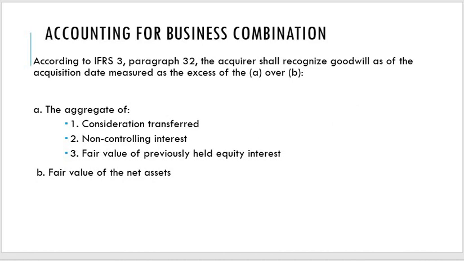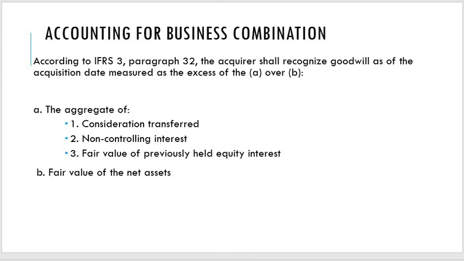So, to compute for goodwill, according to IFRS 3, paragraph 32, the acquirer shall recognize goodwill as of the acquisition date, measured as the excess of the aggregate amount of consideration transferred, non-controlling interest, plus fair value of previously held equity interest, over the fair value of the net assets. So if there is an excess of the aggregate amount of consideration transferred plus non-controlling interest plus fair value of previously held equity interest over the fair value of the net assets, then there is goodwill.